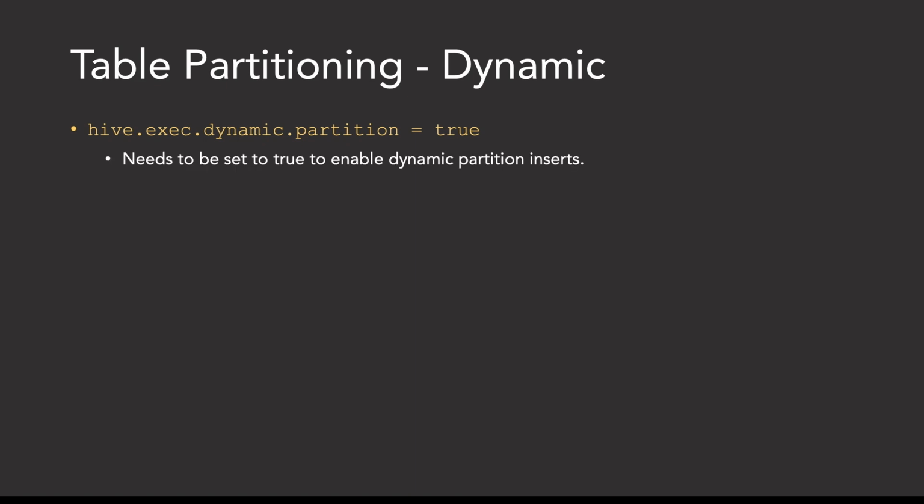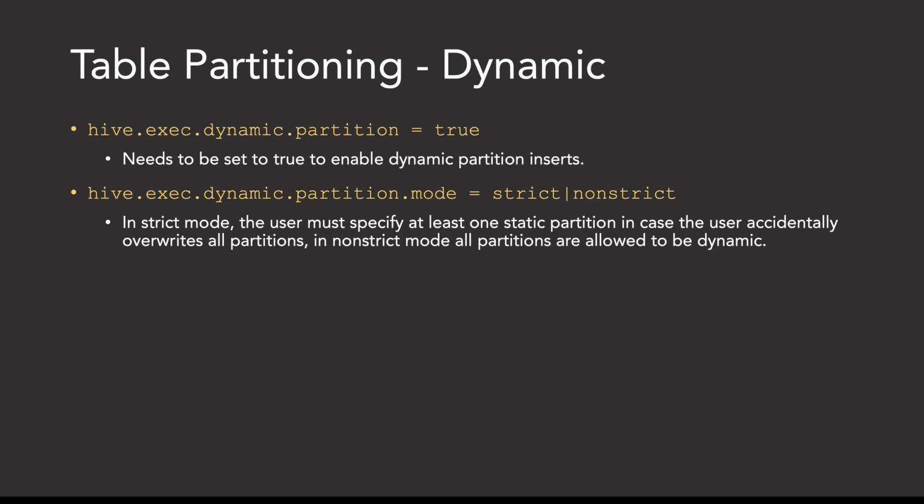Let's talk about various configuration parameters for dynamic partitioning. I've already talked about hive.exec.dynamic.partition, which has to be set to true. If you do not set it to true, dynamic partitioning will not be enabled. You cannot use the insert statement to load a partition table dynamically. The next configuration parameter is hive.exec.dynamic.partition.mode, which has to be either strict or non-strict. In strict mode, you have to mention at least one static partition, in case we accidentally overwrite all partitions. In non-strict mode, all partitions are allowed to be dynamic. Typically, we set this particular configuration parameter to non-strict.